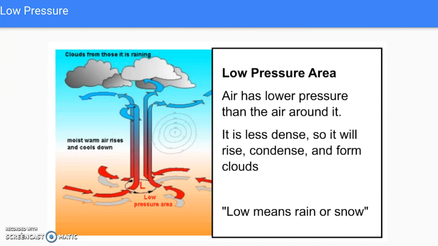We also know that when this happens, clouds form. And when clouds get really heavy and cannot hold their moisture any longer, they precipitate. And that is why low pressure areas produce precipitation, like rain and snow. So these less dense molecules rise, they condense, they form clouds, and then they rain or snow. So low means rain or snow.